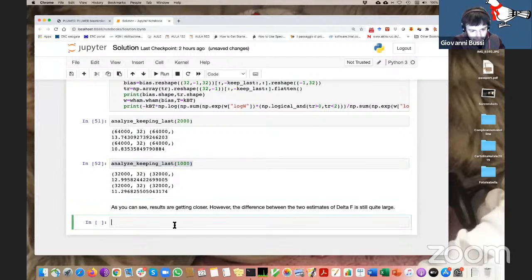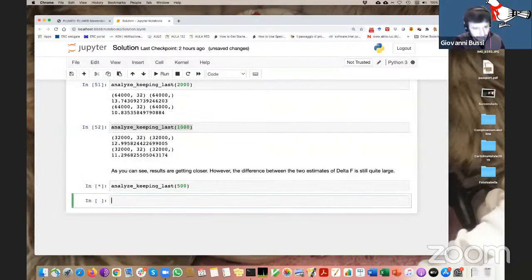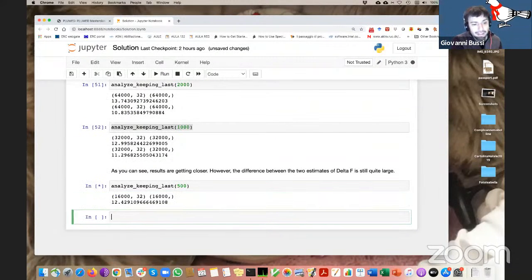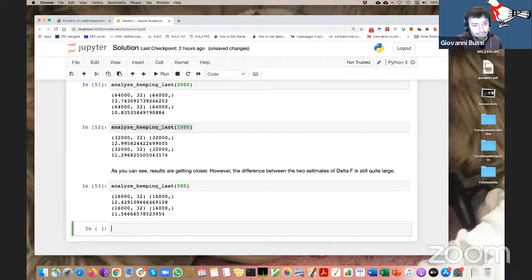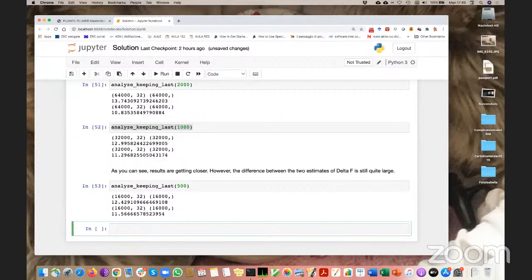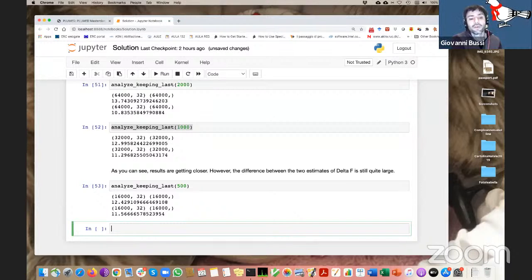Let me try now. I didn't try before, discarding even more. So I'm taking only the last fourth of the trajectory. They are getting closer. Clearly, as you discard a longer part of the trajectory, the statistical error will increase. So you have to find a way to strike a balance. Why not just combine all the data? What do you mean? Combine all the data?